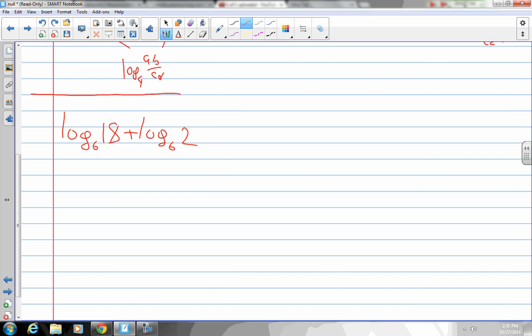Or can I apply my laws to say this is the same as log base 6 of 18 times 2? Is that legal? And 18 times 2 is 36. And what is log base 6 of 36? 2. If I compute log base 6 of 18 and I compute log base 6 of 2 separately and I add them, I'll get 2.